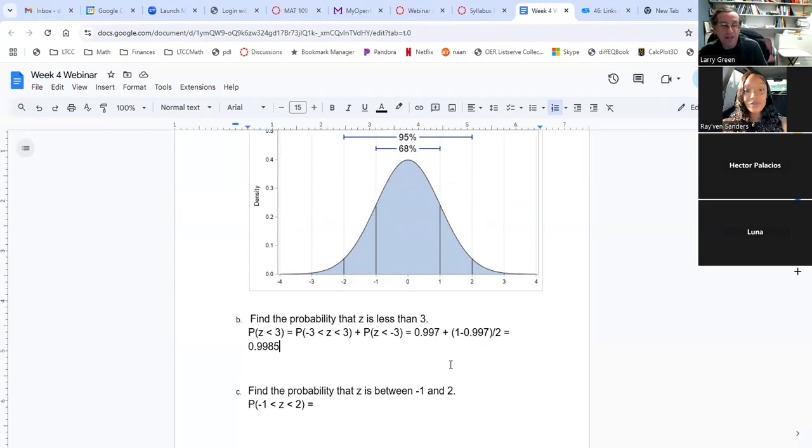Okay, let's try another one. Let's find the probability that Z is between -1 and 2. So that's the probability -1 < Z < 2. Okay, so that's from this -1 over here to this 2 over here. Any questions on at least what we're looking for? Okay. So we could do something similar. We can say that's going to be the probability between -1 and 1 plus the probability between 1 and 2.